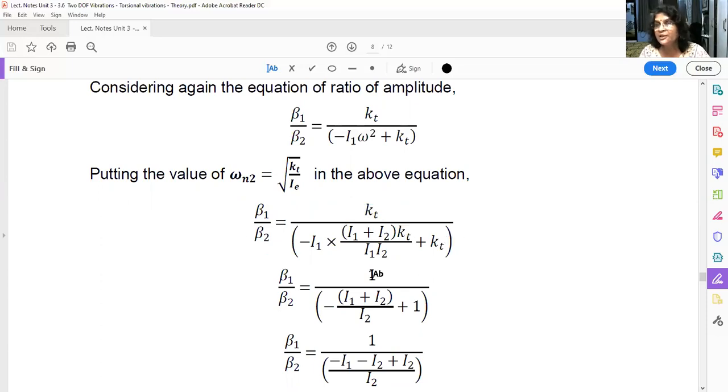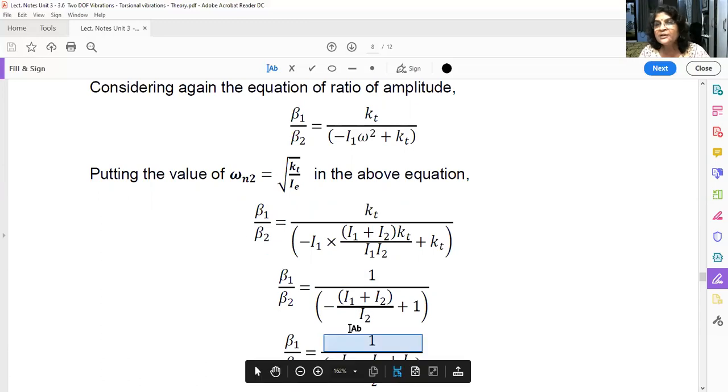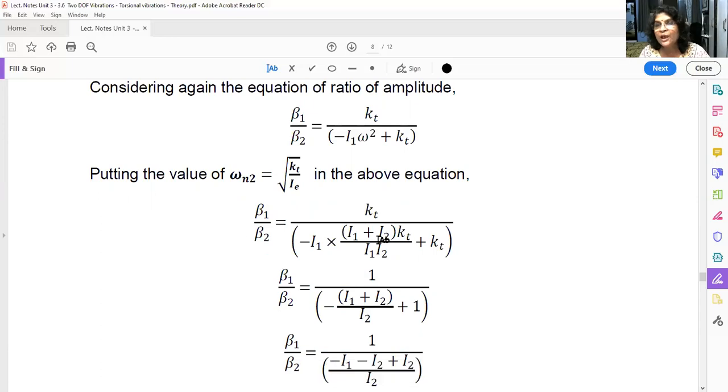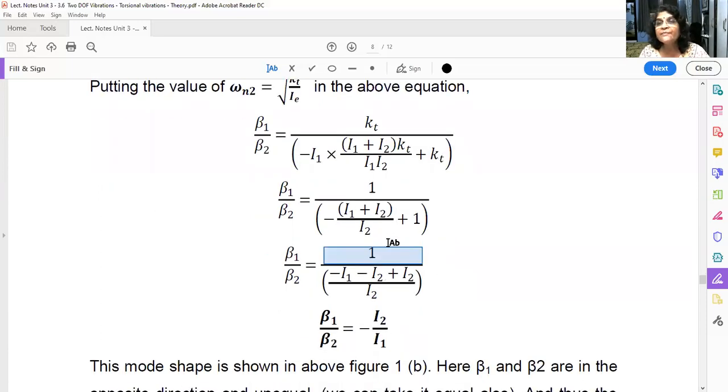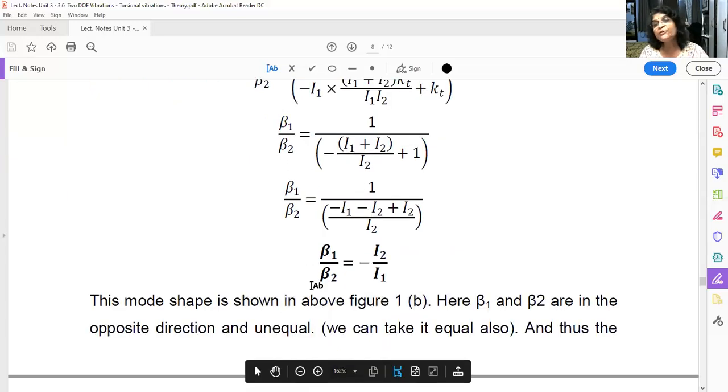So KT also will be cancelling out. So what is remaining? In the numerator it is 1, and in the denominator this I1 is cancelled. So minus (I1 minus I2) upon I2, correct? Plus 1 because KT has been cancelled. Okay. Now you take here LCM for this one. What is the LCM? I2. So minus I1 minus I2 plus I2 upon I2. So minus I2 plus I2 is cancelling out. What is remaining? Minus I1, and this I2 you take in the numerator. So what you will get finally, beta 1 upon beta 2 is equal to minus I2 upon I1.